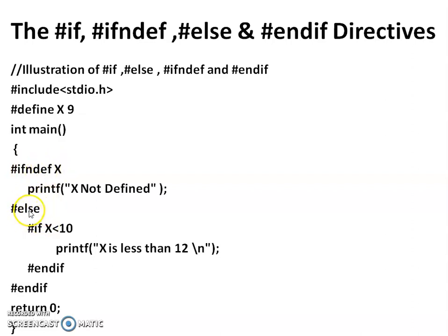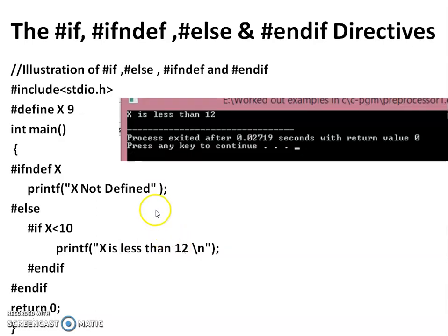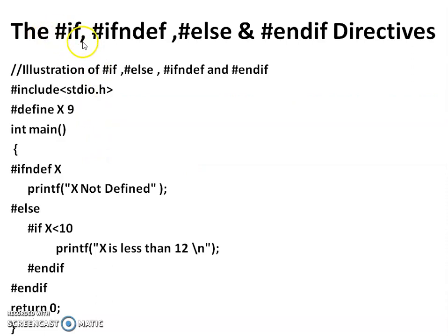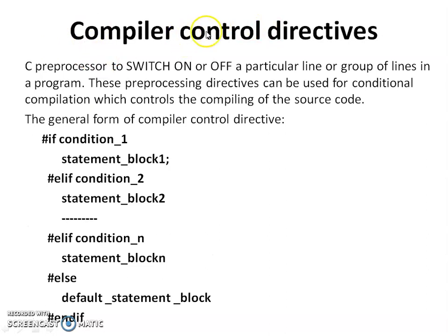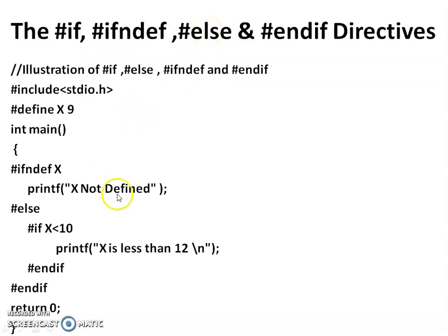That's why I am going to the else part, and here I am checking whether the x value, and I know that the x value is 9 here. 9 will be substituted for this x, and 9 is less than 10, and it is going to print x is less than 12. So now my expectation is x is less than 12. This is what we are expecting from the macro compiler controlled directives. And I said, these can be a part of the program also, these can be used before the main function also, as a part of the preprocessor directives also.